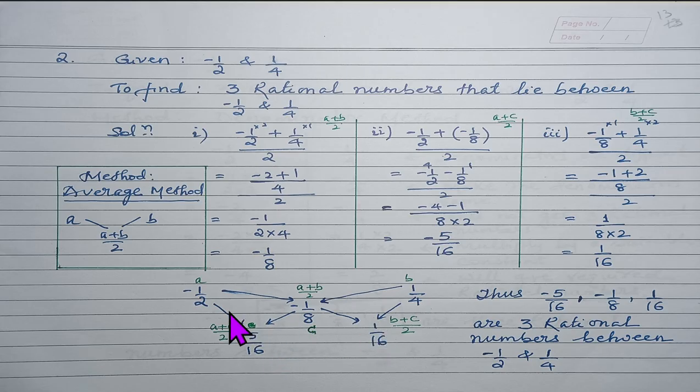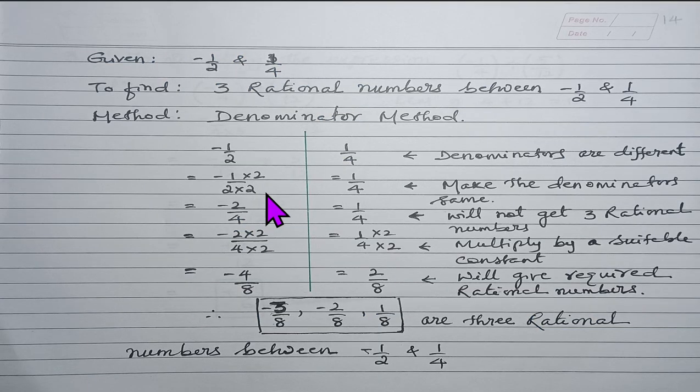So therefore, minus 5 by 16, minus 1 by 8 and 1 by 16 are the three required rational numbers between minus half and 1 by 4, and this is what is called the average method of finding the rational numbers between given rational numbers. So please remember this. Now we have got another method, that is called the denominator method.